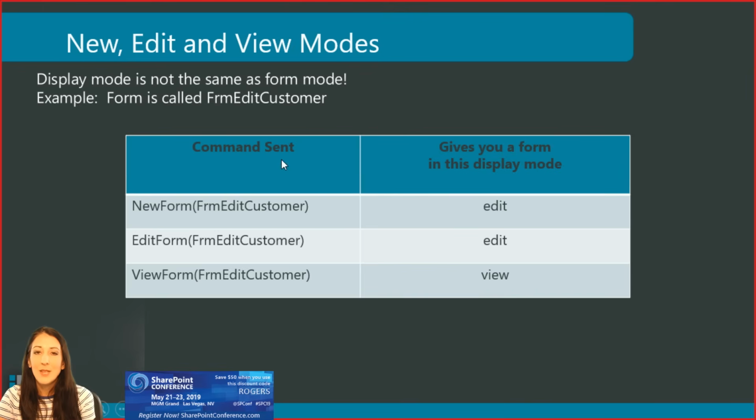Then you have a display mode. This is not the same thing as the form mode. It's kind of confusing. So for example, in this example, my form is called Form Edit Customer. If I send a new form command, I'm editing the form. If I send an edit form command, I'm also editing the form, and view form, I'm viewing it. So the display mode is just visually, do you see all of your text boxes as just flat read-only things you can't click in, or are you actually editing them? And there's another one called disabled we'll talk about.